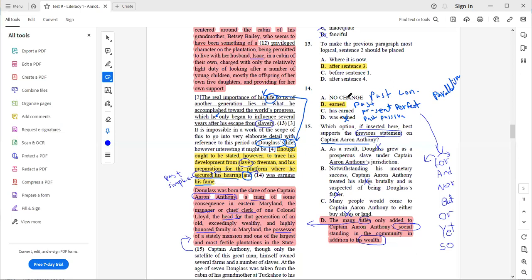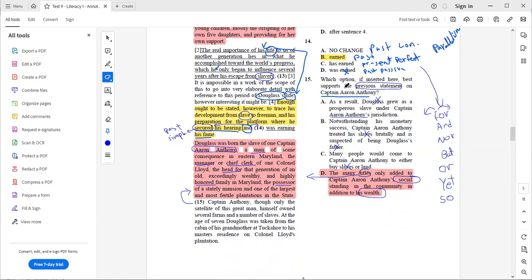If you look at the first one, it says was earning, which is past continuous. Here earned is past. Here has earned is present perfect. Here was earned is the past, but in the passive. But here he said he secured, in the past simple. So it's better to choose what? Earned. Okay. Thank you.